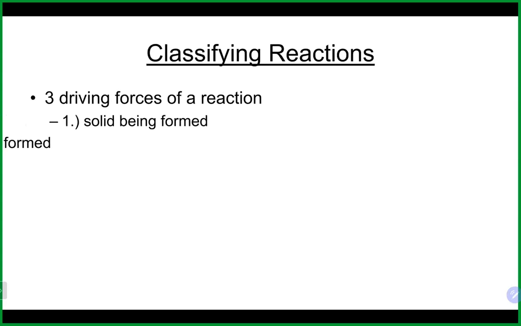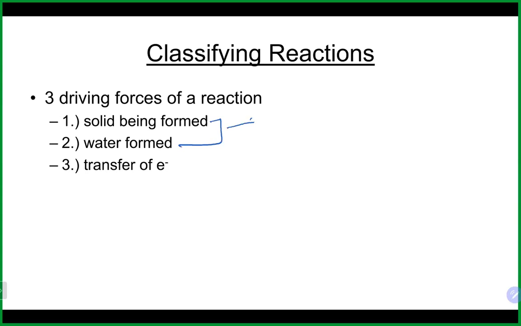All right, so as I mentioned earlier, there are really three reasons why a reaction takes place: a solid being formed, water being formed, or some type of transfer of electrons. And as I mentioned at the beginning, there are really two big umbrellas. These two fall under the double displacement type reactions that we'll talk about again. And this one is all about the redox reaction. So that is where those two come into play.